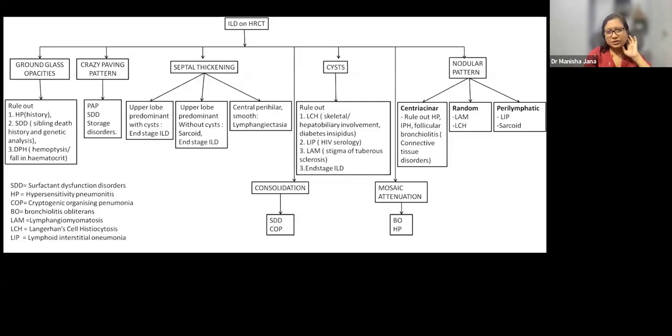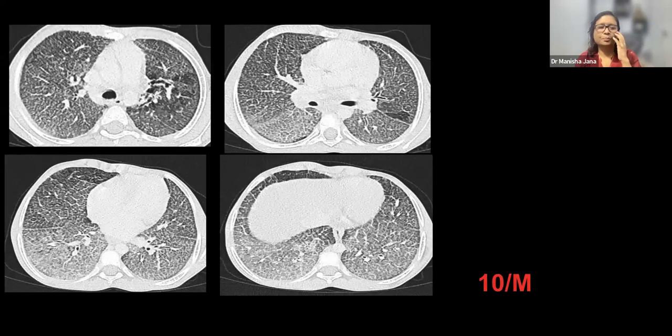Now talking about diffuse lung diseases, again the simple thing, not simple, I mean the thing is that you have to decide whether it is more black or more white, and then you have to just pattern-wise divide them into some categories, like whether it is GGO, whether it is consolidation, crazy paving, cysts or nodules, like these things.